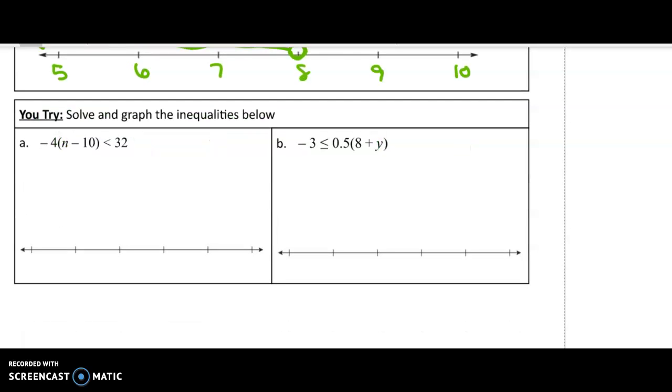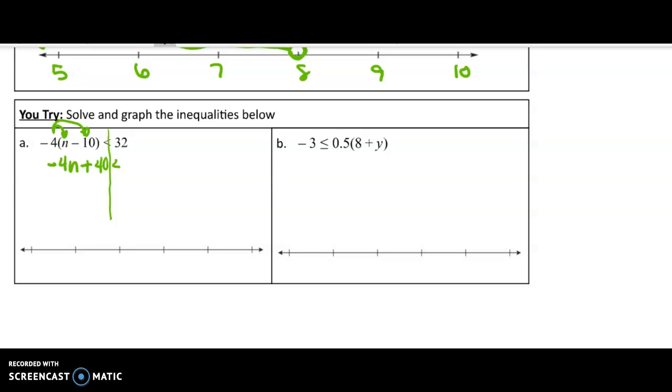All right, let's go over the triads. So we draw that line down, that equal sign. Or, well, I mean, you can draw it first. You could have also distributed first. It's okay. So -4 times n is -4n. -4 times -10 is positive 40.